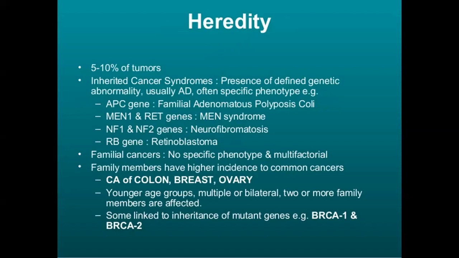And if we discuss heredity-wise, then 5 to 10% of tumors are of this kind. The inherited cancer syndromes have a defined genetic abnormality, usually autosomal dominant, often with a specific phenotype, like the APC gene in familial adenomatous polyposis coli, MEN1 and RET genes in MEN syndrome, NF1 and NF2 genes in neurofibromatosis, and the RB gene in retinoblastoma. Familial cancer has no specific phenotype and multiple clones.